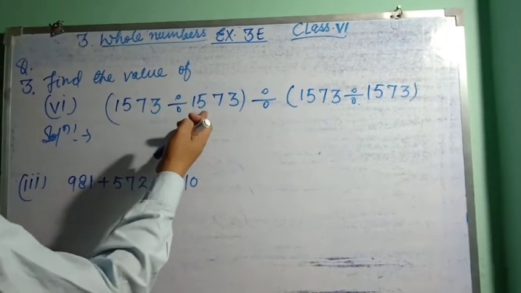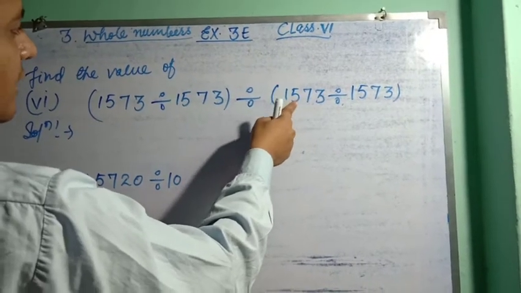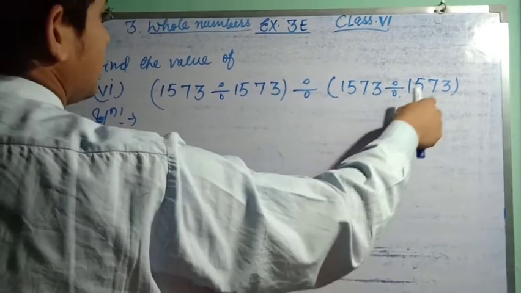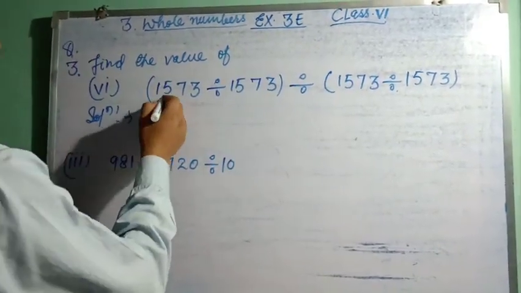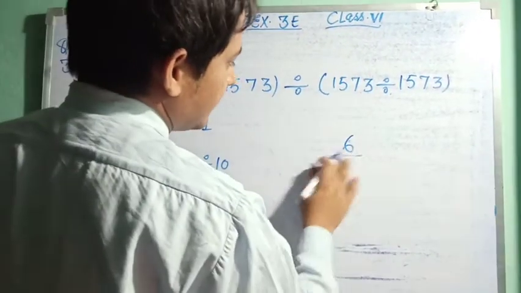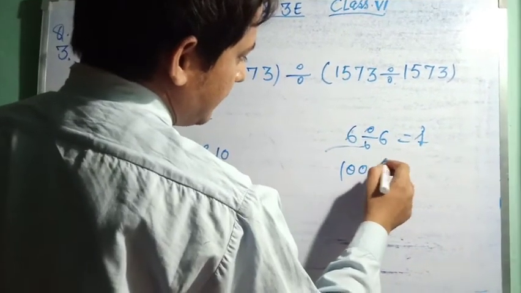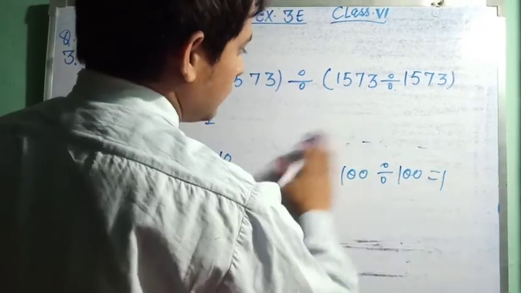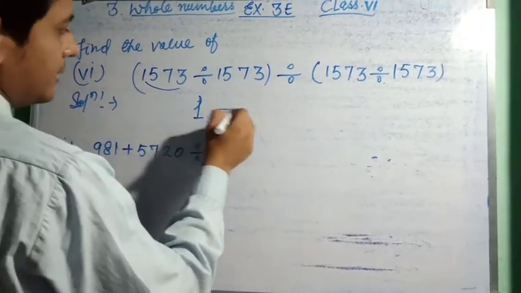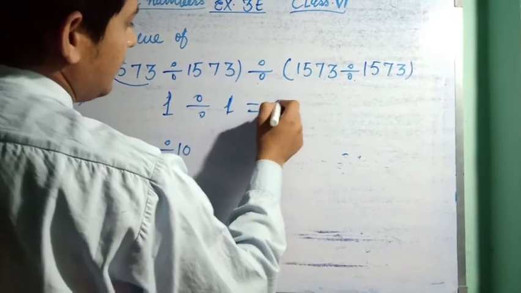1517 divided by 1573, whole divided by 1573 divided by 1573. Now first of all, divide these two numbers. When a number is divided by the number itself, it becomes 1. Suppose 6 is divided by 6, it is just 1. Any number divided by the same number becomes 1. Similarly here, the same number divided by the same number becomes 1. Here once again 1 is divided by 1, this is only 1.